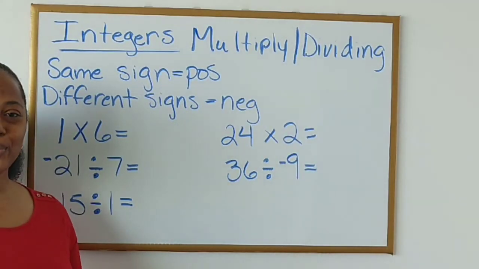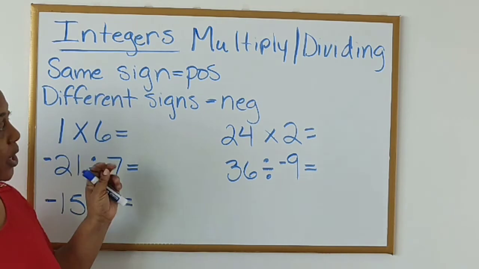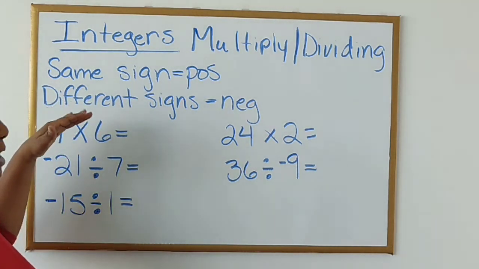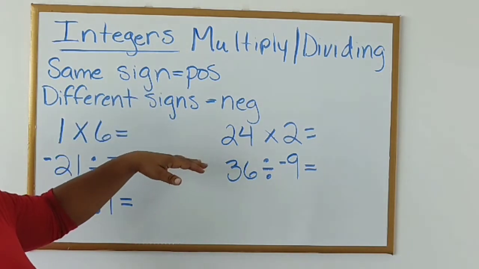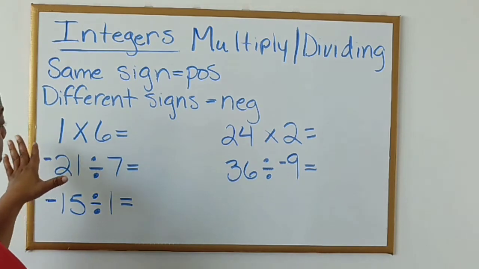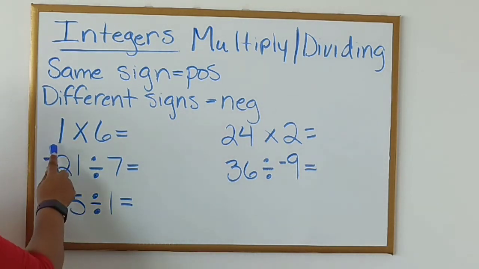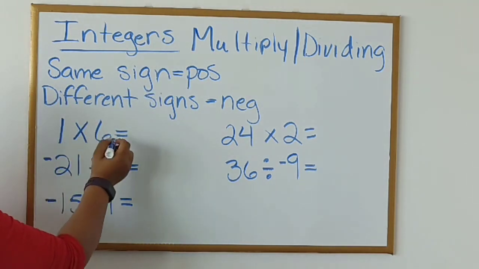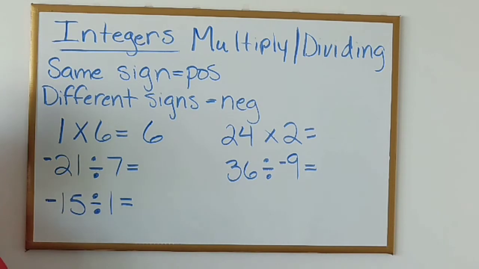So the last part of the rules for integers is multiplying and dividing integers. With that, whenever you multiply or divide integers, the same sign will give you a positive answer and different signs will give you a negative answer. So let's practice here. We have a 1 times 6, so both of them are positive, so since they are the same sign, our answer is positive. So 1 times 6 gives us 6.